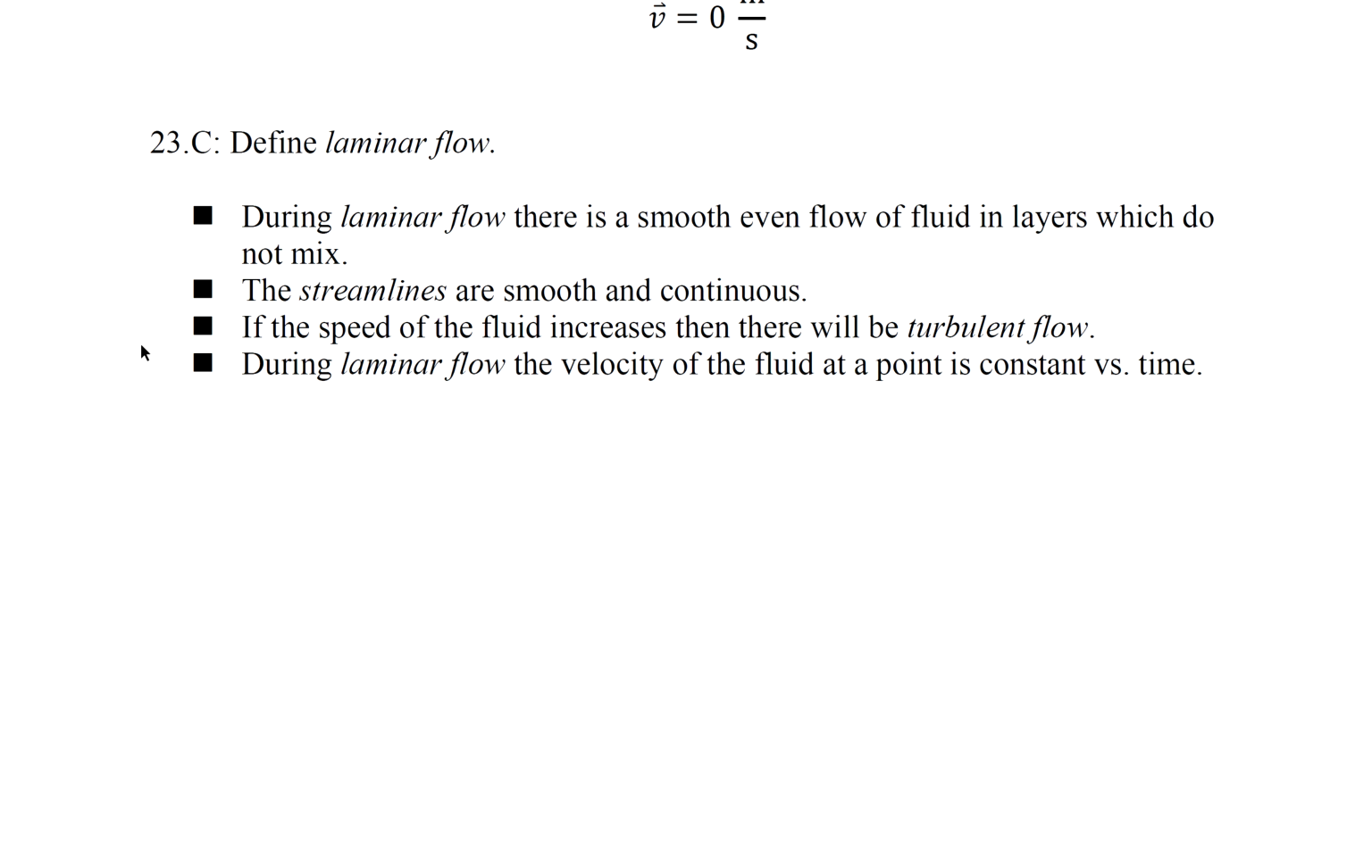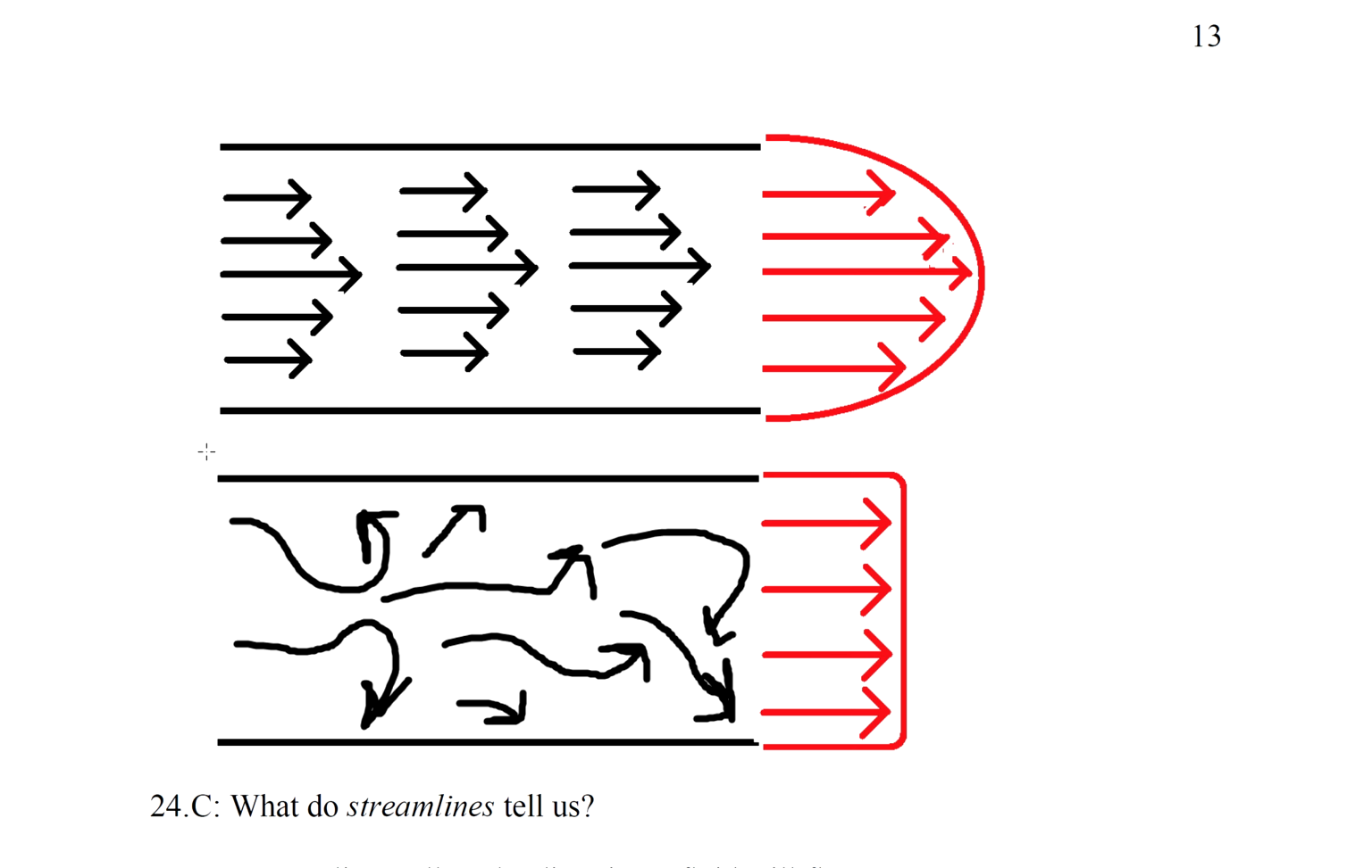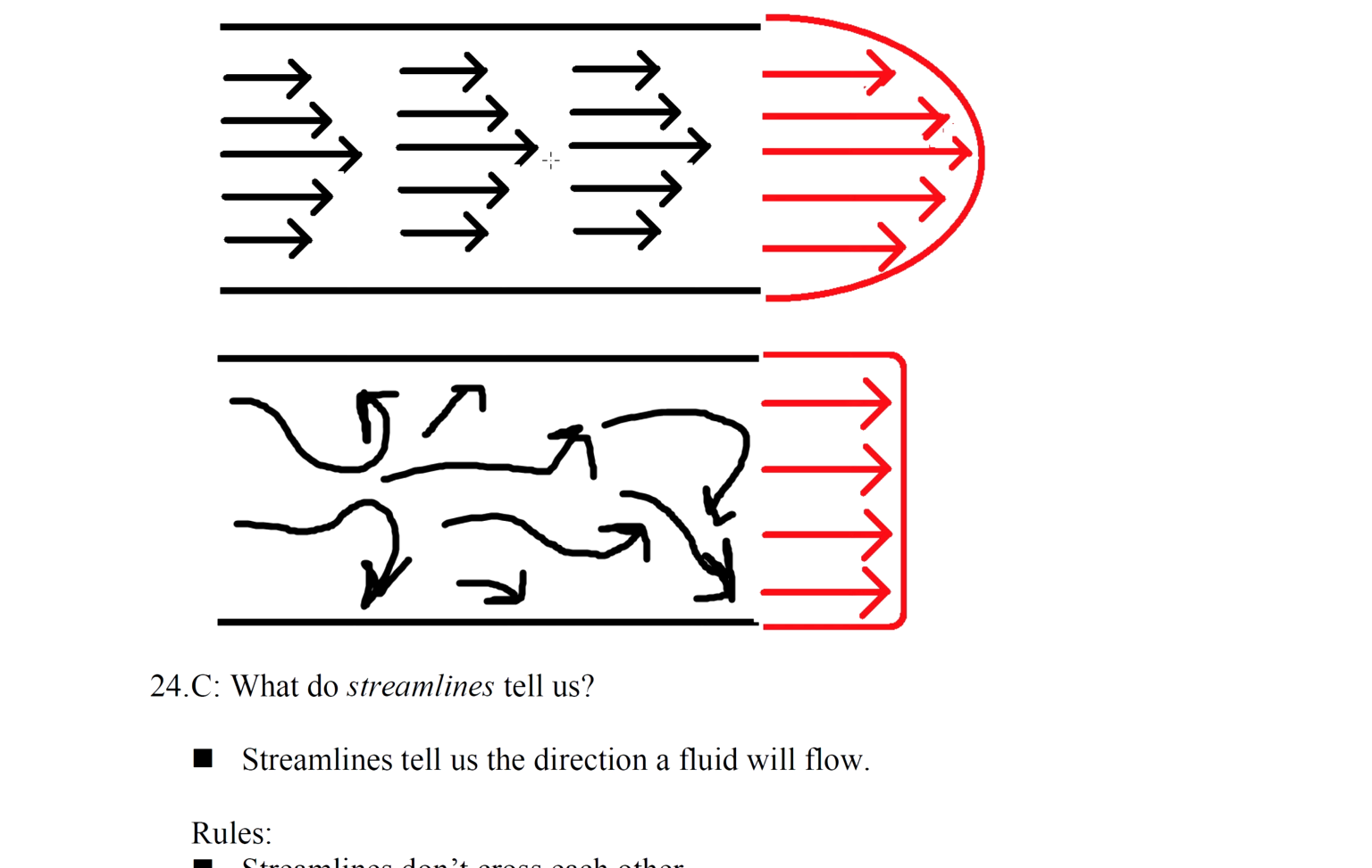Question 23. Define laminar flow. During laminar flow, there is a smooth, even flow in fluid layers which do not mix. The streamlines are smooth and continuous. If the speed of the fluid increases, then there will be turbulent flow. During laminar flow, the velocity of the fluid at a point is constant versus time. So laminar flow is the image on the top. These are also called streamlines.